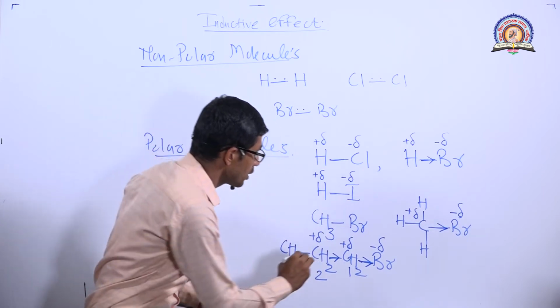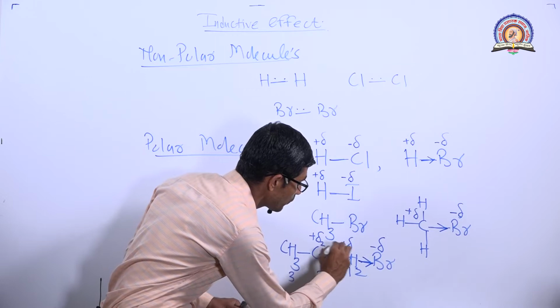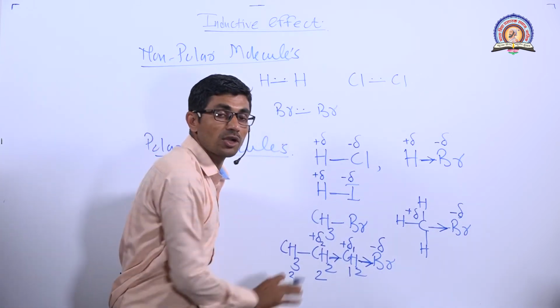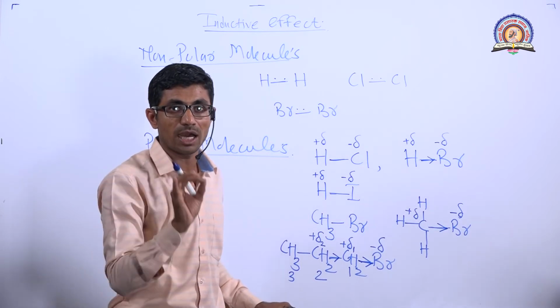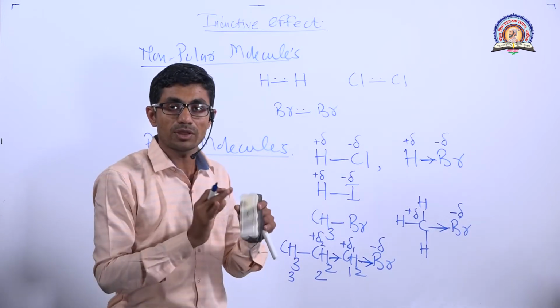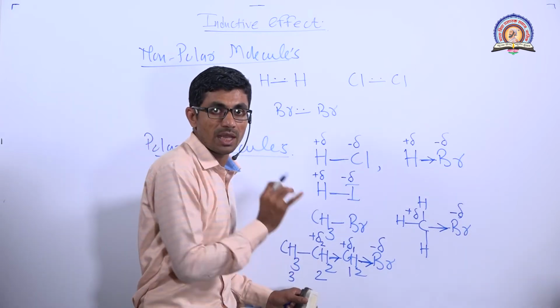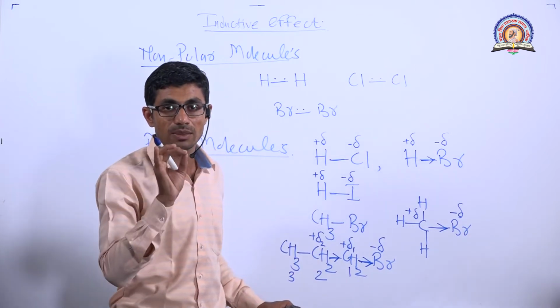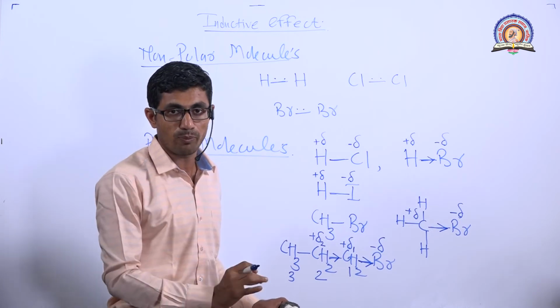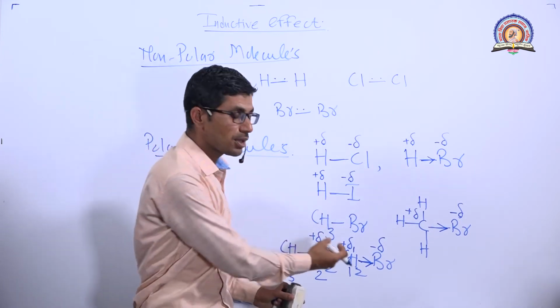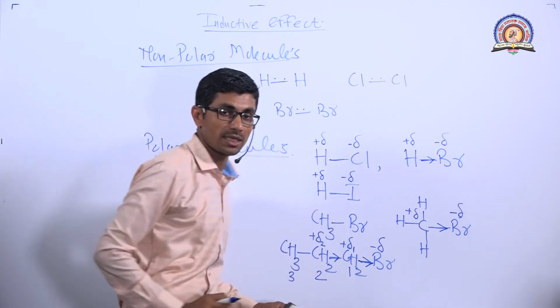So for our convenience, suppose I write here this is delta 2, this is delta 1. The electron pair between carbon number 1 and carbon number 2 is also not equally shared. So because of this, carbon number 2 acquires a partial positive charge, while this one also already has a partial positive charge.